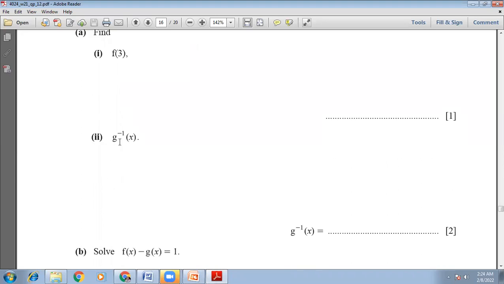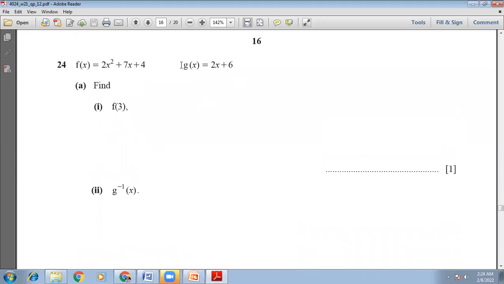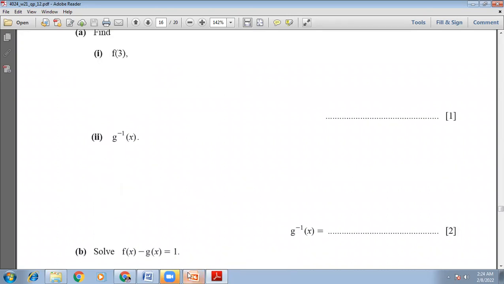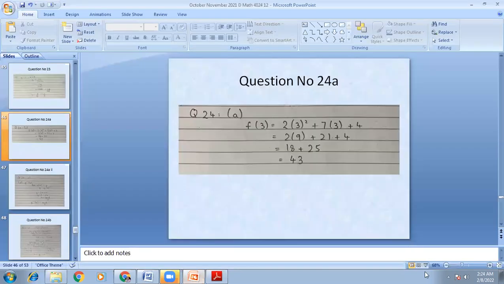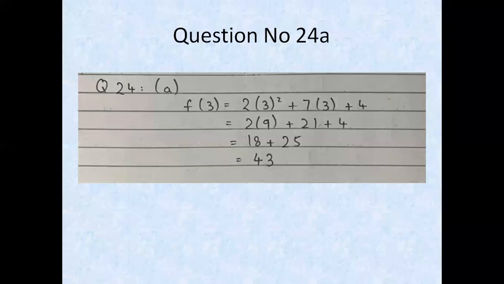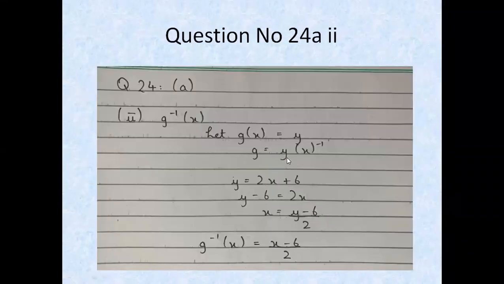Then he says find g inverse of x. This is g of x, 2x plus 6, and we have to find its inverse. It's a 2 marks question. So we will suppose that g of x is equal to y, so let g of x be equal to y. So x will be equal to g inverse of y.